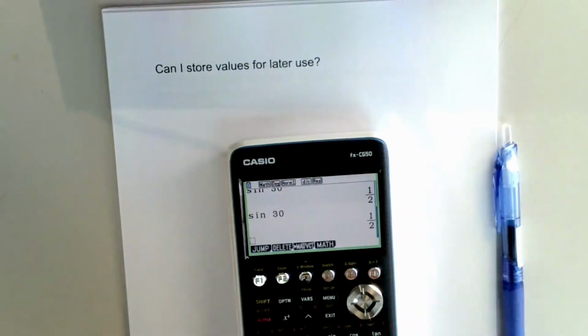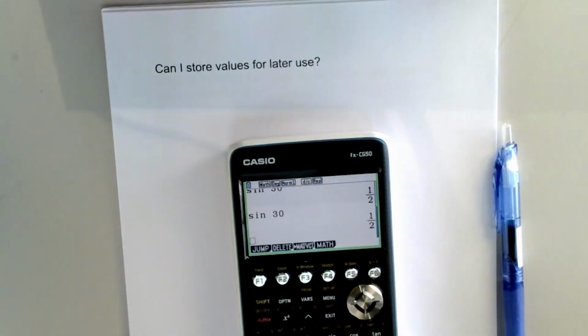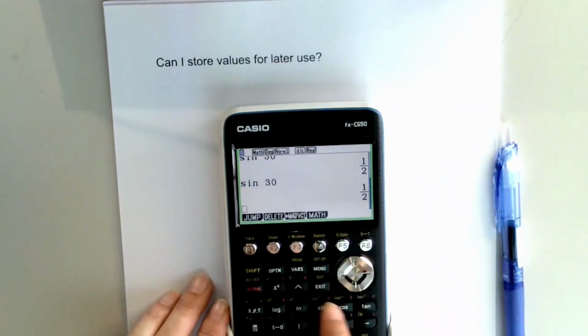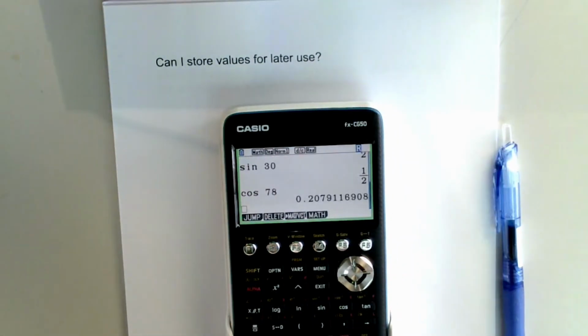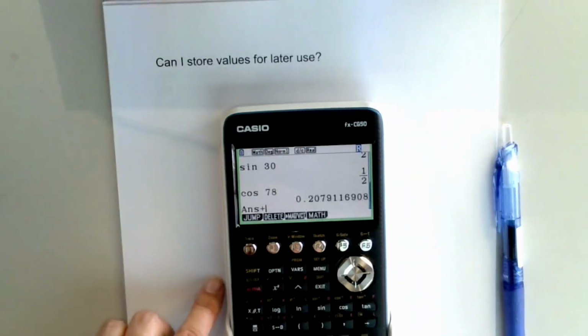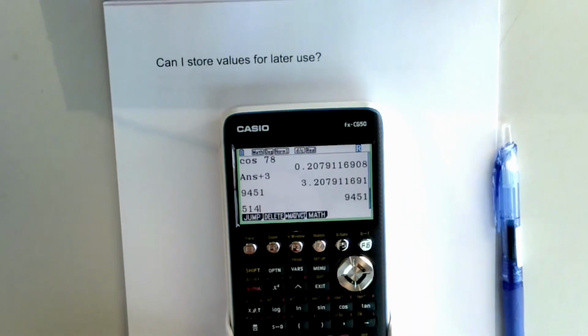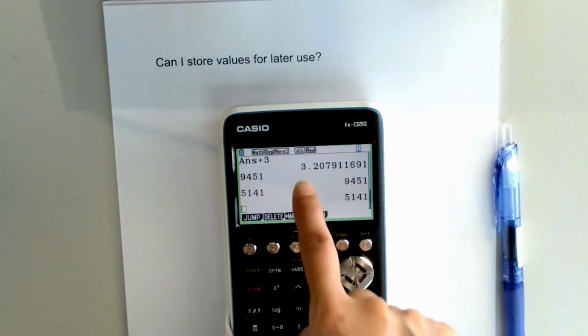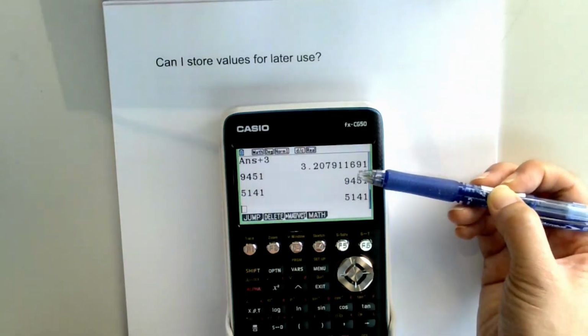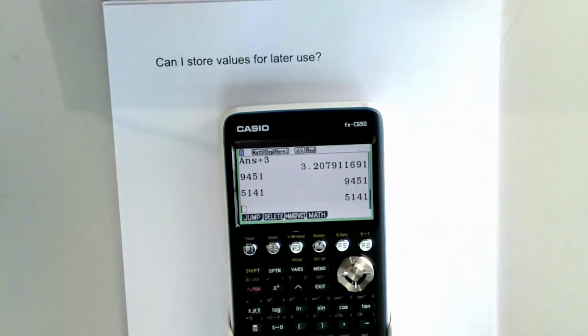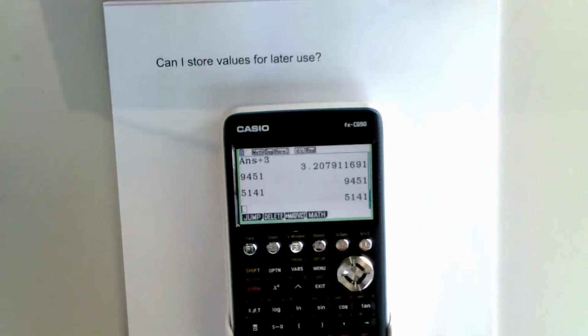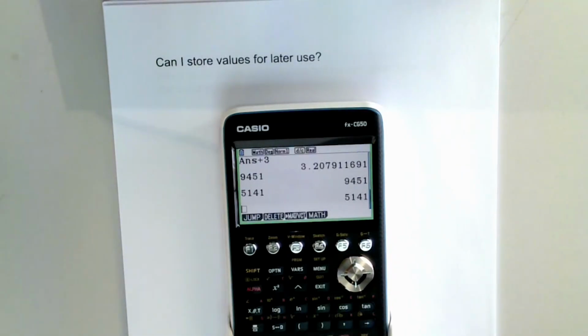Going back there, we do not do sine 30 degree. We might need to have a cosine 78 degree. If you want to use it for the next calculation, you go to answer plus 3, and then you got whatever you need. However, what if I do something else, and I want my particular answer there? What should I do? The calculator can actually store up to 28 values for you.